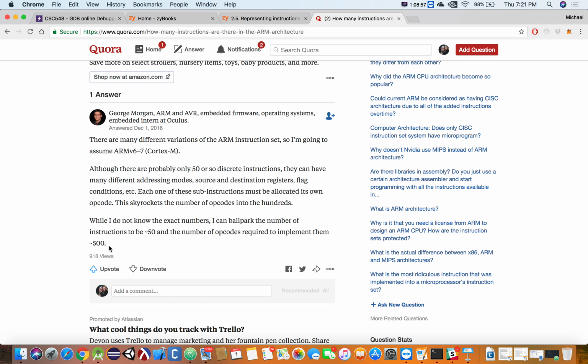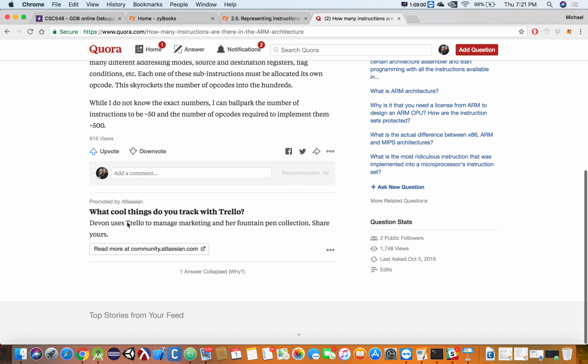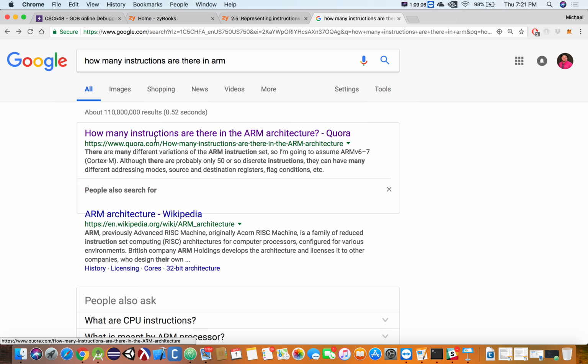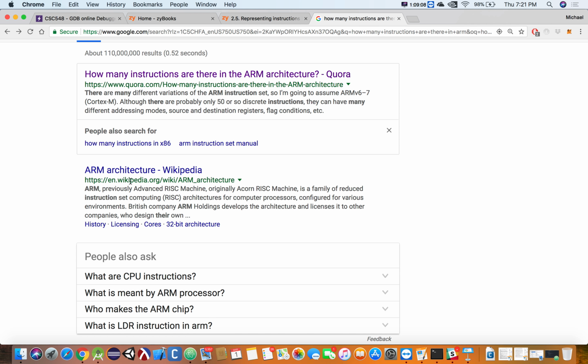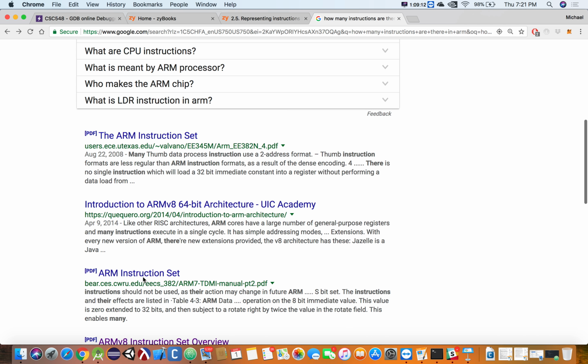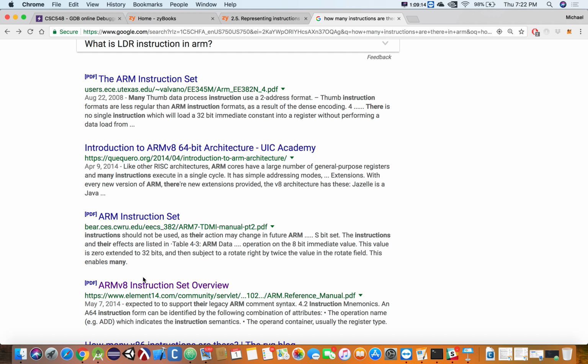So this person's saying around 500 when you consider all the different operators. Oh well, all we can say for sure is it's less than or equal to 2,048 unique instructions. Probably far less than that, to give it some room to grow, right?